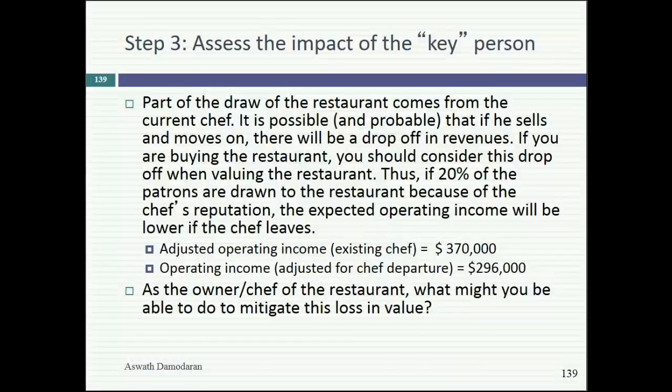And this is more art than science, figuring out how much of your revenues you will lose if the chef leaves. In this case, I'm going to assume that I'm going to lose 20% of my patrons if the chef leaves. What does that mean? The $370 million I got as operating income, I'm going to knock off 20%, saying, if this guy leaves, I'm going to get lower operating income and a lower value. Let's play a little game. Let's say you're the chef selling this business, and you know that I'm knocking down 20% because you're leaving.